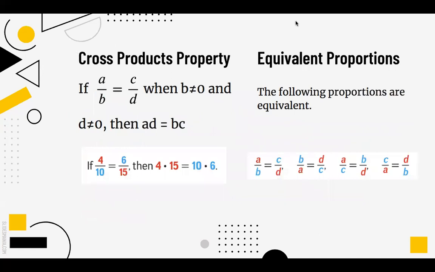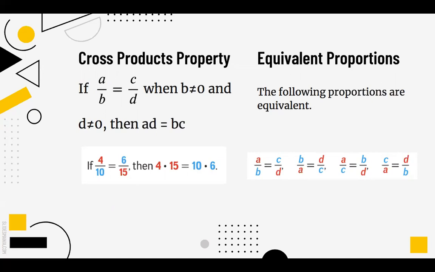So first, let's look on the right at the equivalent proportions. A and D, notice that they are at the diagonal and that C and B are at the diagonal, and it doesn't matter if it's top to bottom or bottom to top or where they're located, but that always needs to be their relationship. That always needs to be their relationship.